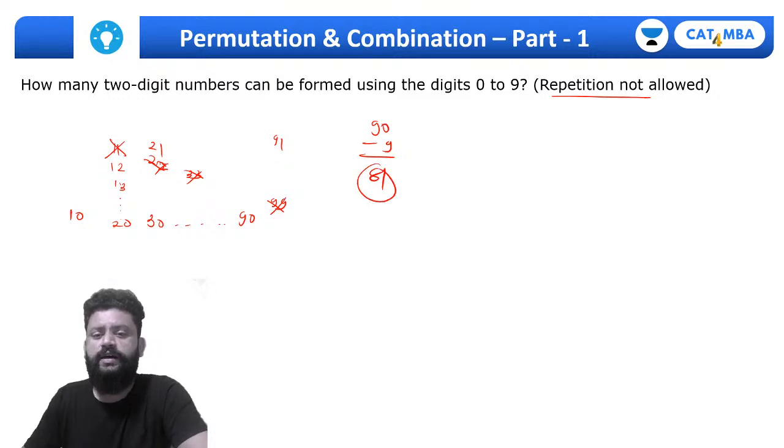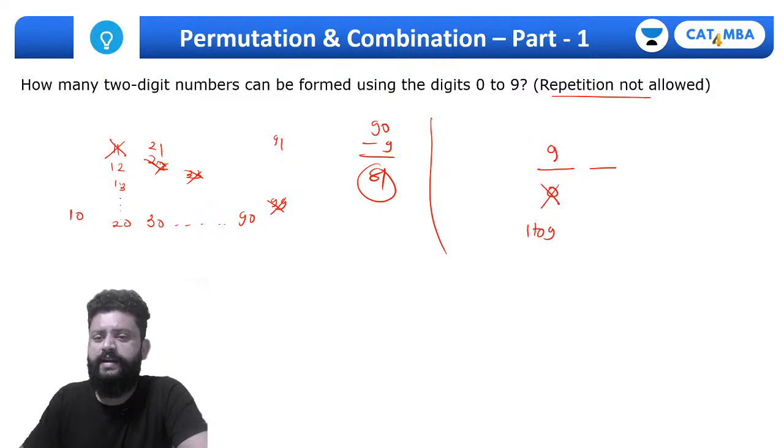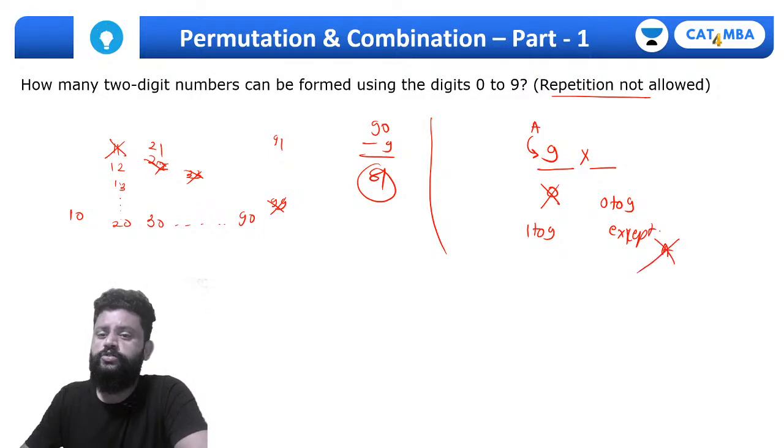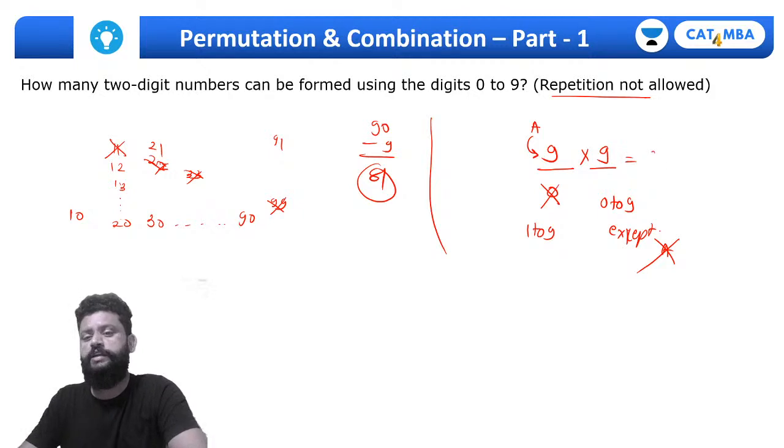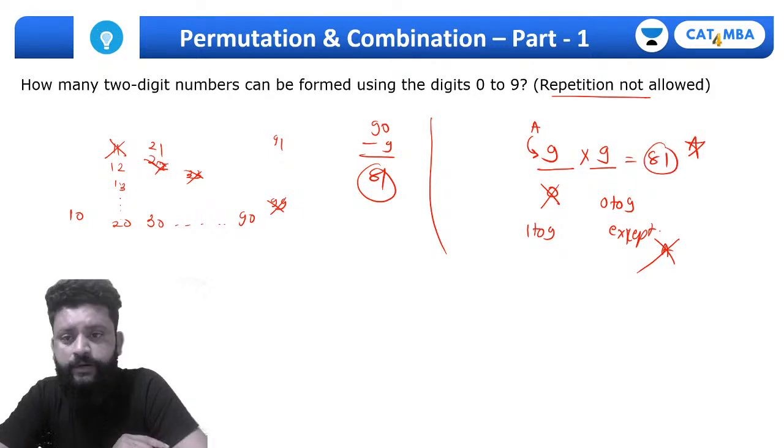So how to get it? With the counting principle. The first digit cannot be 0, we have 1 to 9, anything can come, so there are 9 choices. Now if A comes at the first place, for the second place 0 to 9 we do have 10 choices, but that digit must be anything except A, which means you cannot use A here. You will have again 9 choices, so 9 into 9 it is 81 numbers. That's the simple thing you need to remember.